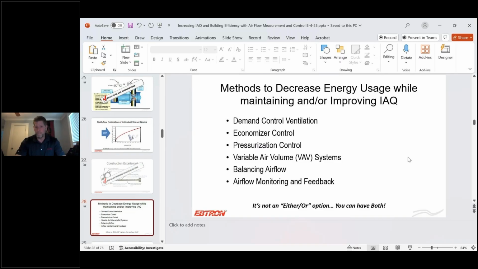So, methods for decreasing energy usage and maintaining indoor air quality. There are 5 basic methods, and then number 6, airflow monitoring feedback, is great for owners, operators, people managing the system after it's been installed. And it's really not an either-or option between indoor air quality and energy usage. It's both. You can reduce energy consumption and maintain indoor air quality at the same time.